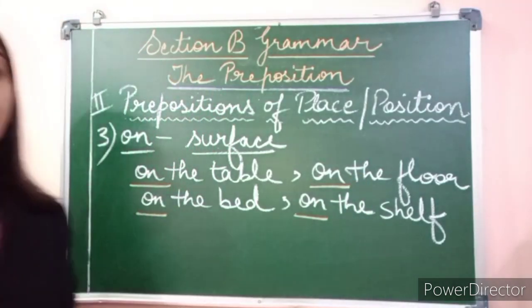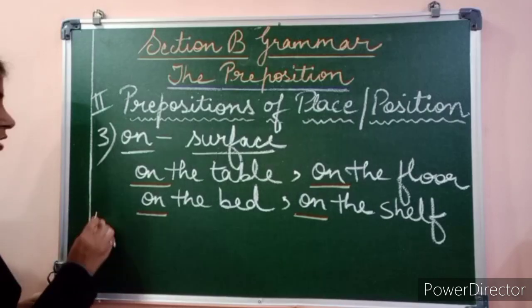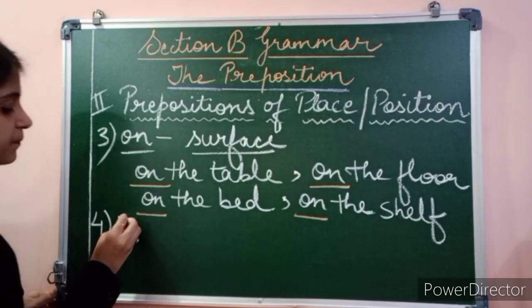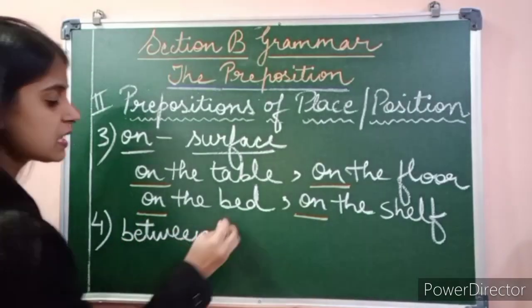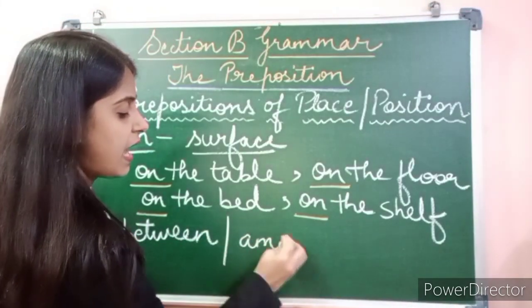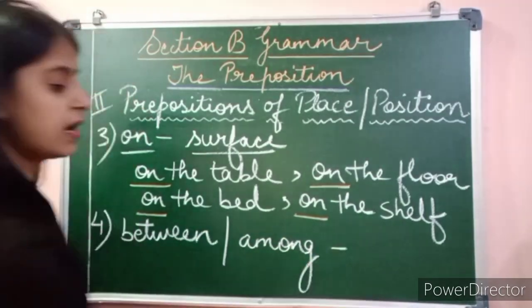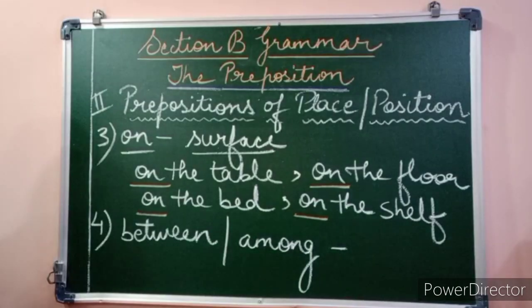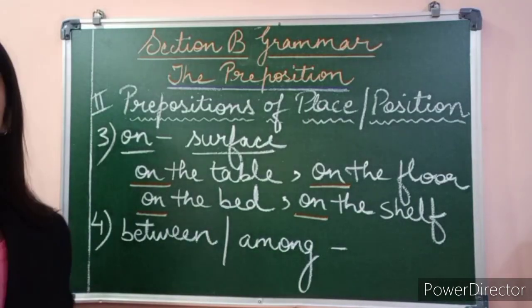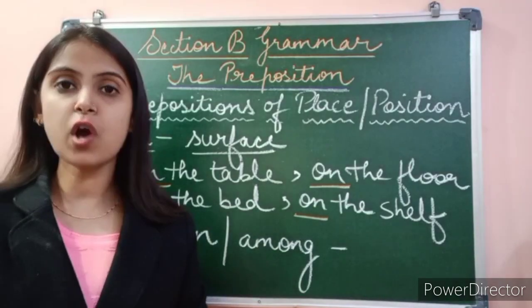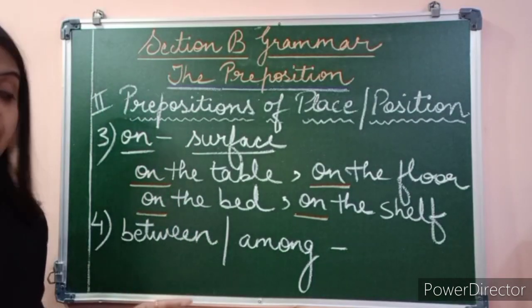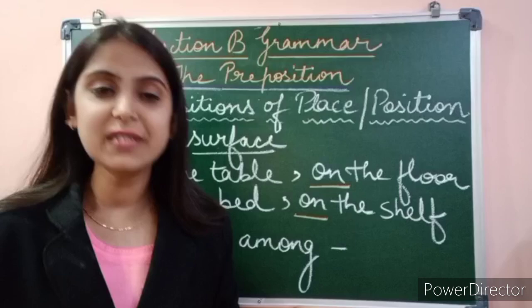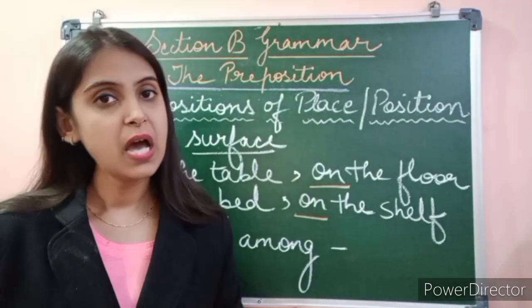Right. Now, the next preposition that we are going to study is between and among. Now, between and among are also used as prepositions of place. When we talk about two nouns, then we use between. When we talk about more than two things, we use among.